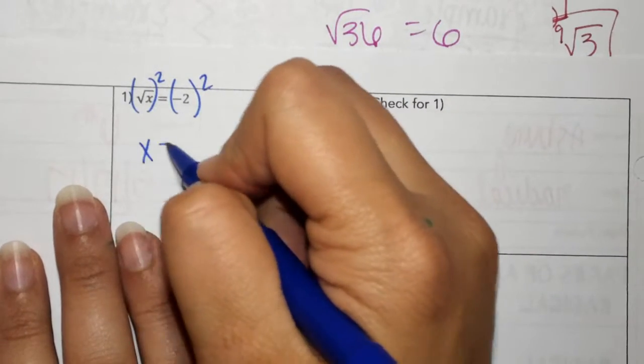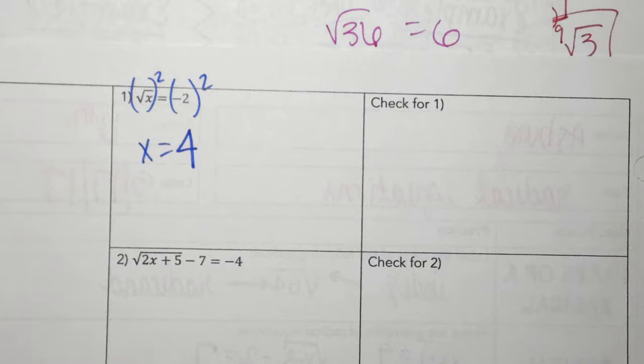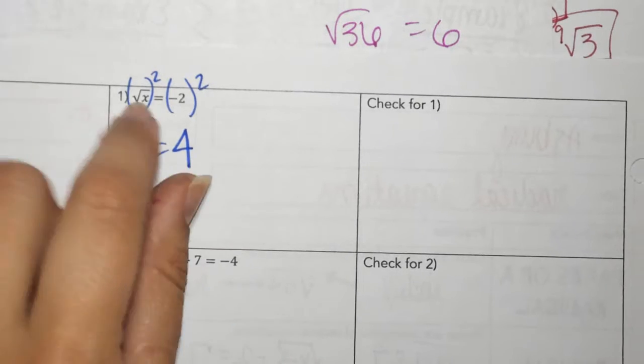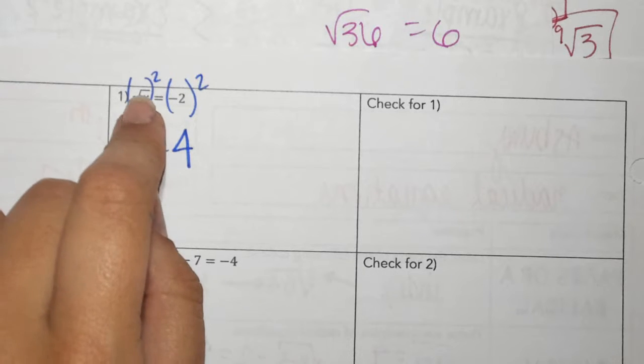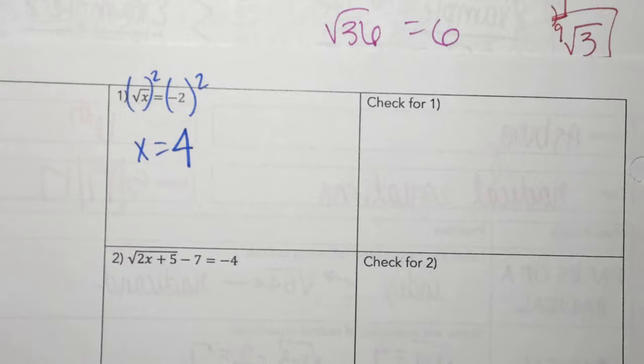So then what does x equal? 4. Do you see why x equals 4? You square both sides, and the square root disappears, and you're left with x, and then negative 2 squared is 4.